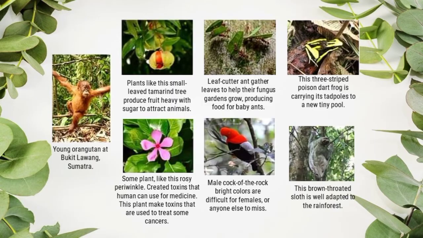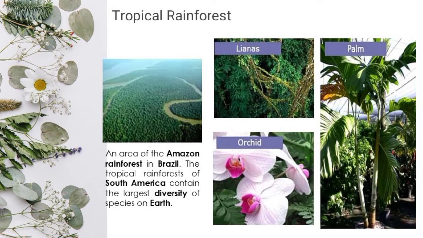So these are animals that can be found in the tropical rainforest: the orangutans, and you can find here tamarind trees, rosy periwinkle, and different insects such as ants, birds, and amphibians such as these dart frogs, and sloths are also found in rainforest. Palm trees are also found. There are lianas, those plants that actually crawl along vines. Orchids as well, and you can see here an aerial view of the Amazon rainforest in Brazil.